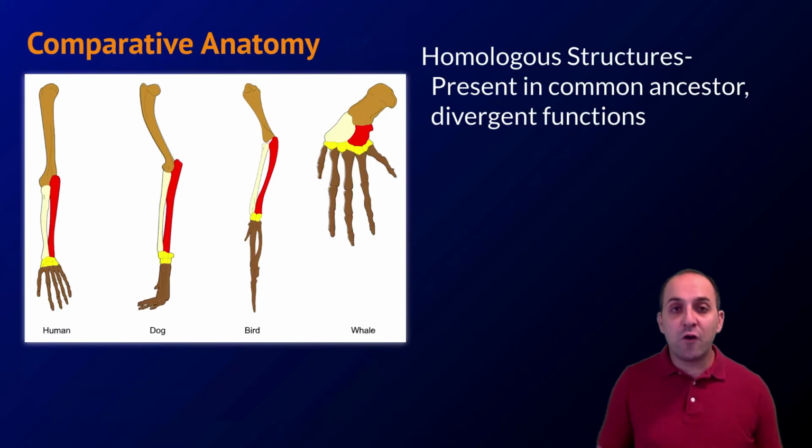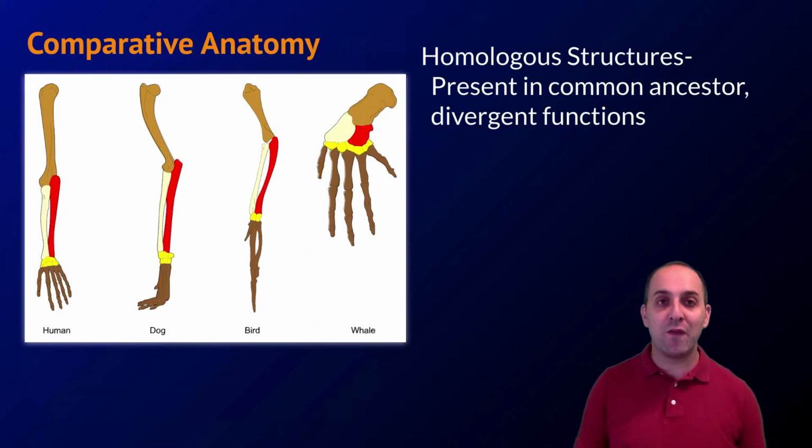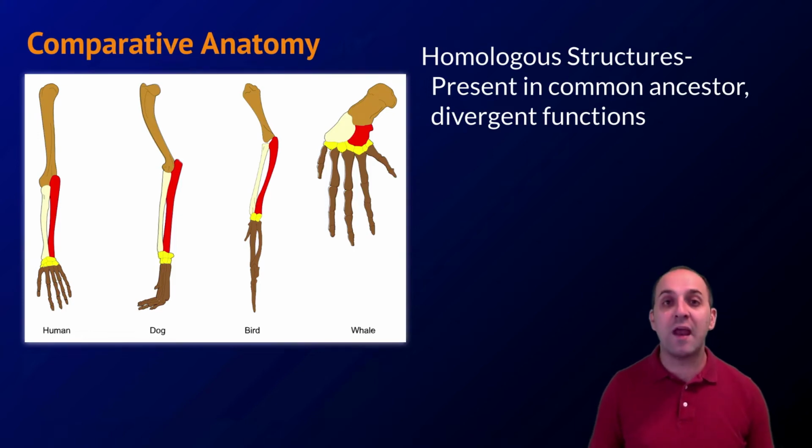Going to morphology first, we can compare the anatomy between different lineages in order to get some understanding of how they are related to each other evolutionarily. One example of comparative anatomical evidence are homologous structures.